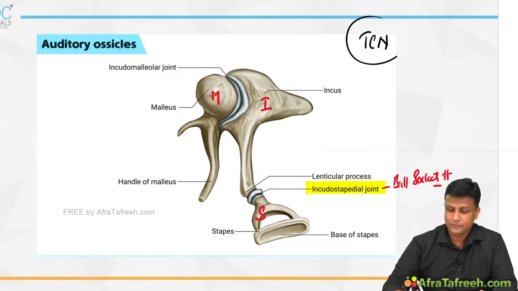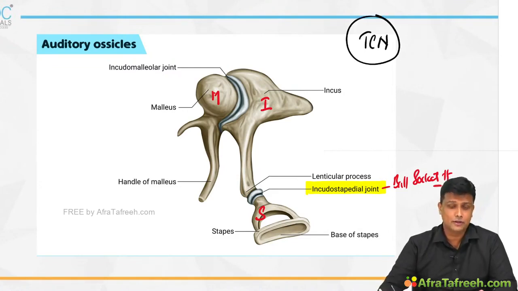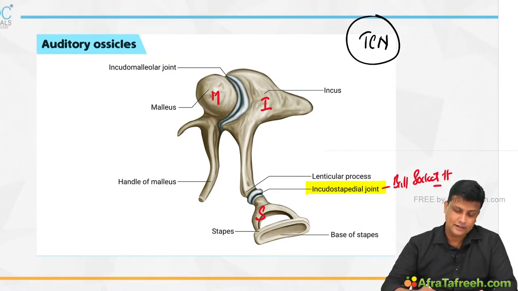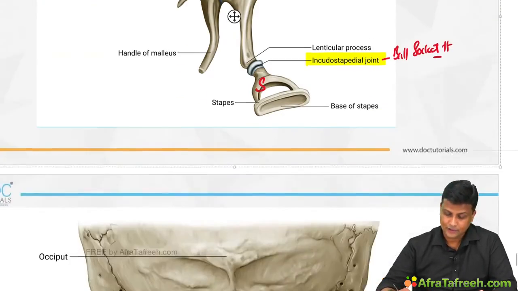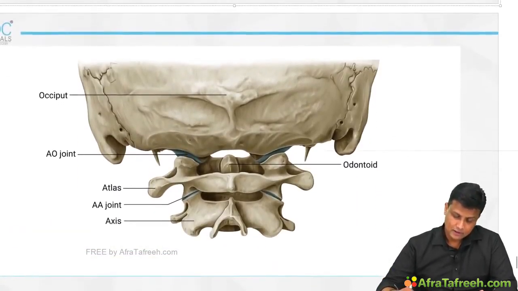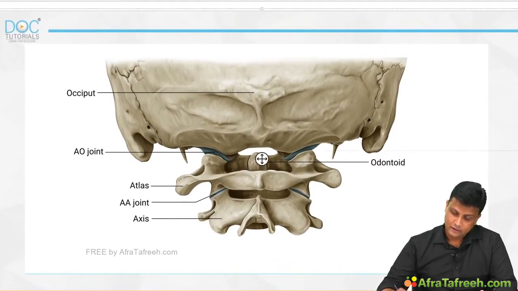Talocalcaneonavicular joint in the foot will also be one of the examples of your ball and socket. And yes, some of the students are telling about the saddle. Saddle is actually between the malleus and the incus. The malleus and the incus, there will be a saddle joint.